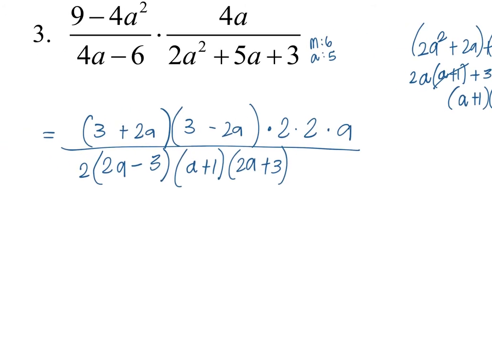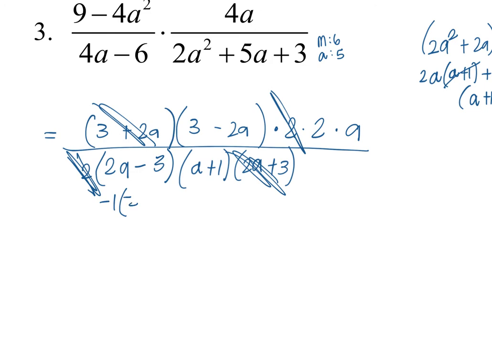So right off the bat, what cancels? We have a factor of 2 that cancels. We have a factor of 2a plus 3. Now in the top it's 3 plus 2a, but notice our signs are exactly the same, so they will cancel. Now I'm looking at the 3 minus 2a and the 2a minus 3. If I rewrote one of them, if I factor out a negative 1, I would then have a negative 2a and a positive 3, right?